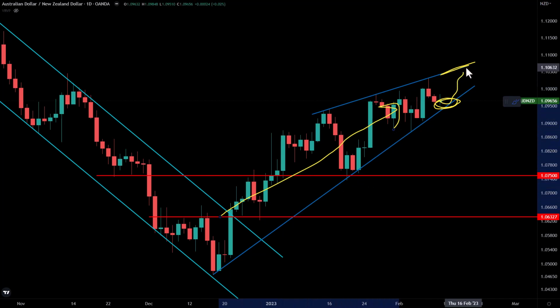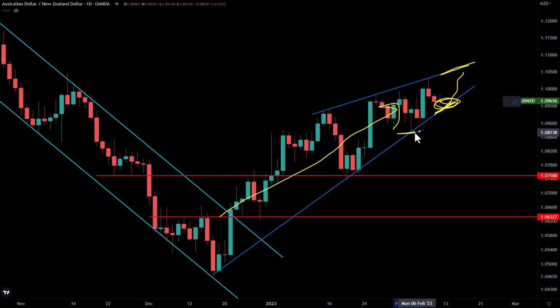So potentially another run at resistance, but again, a close below this trend line right here, I think we're looking at a move, at least a retest down here around 1.087, if not a full retest of that 50% level around 1.075.